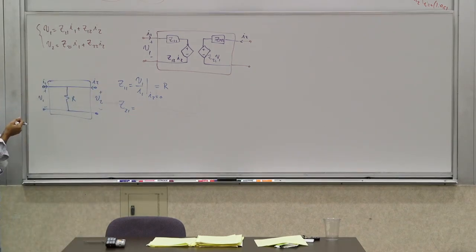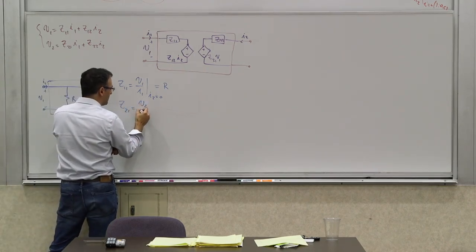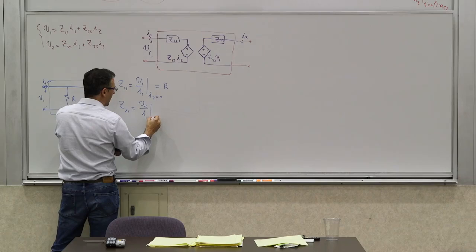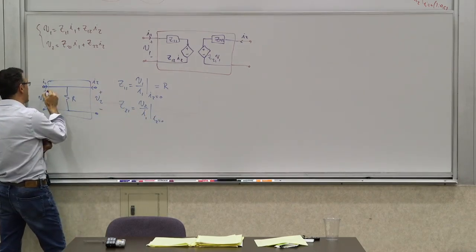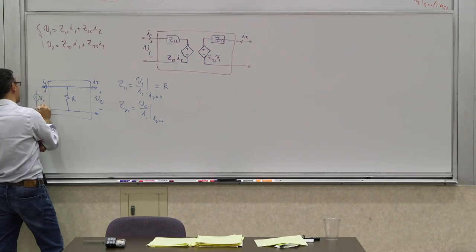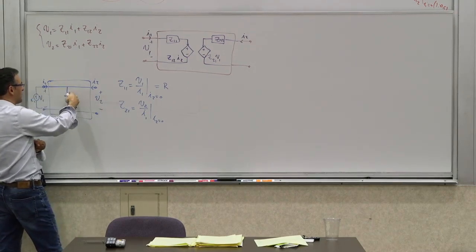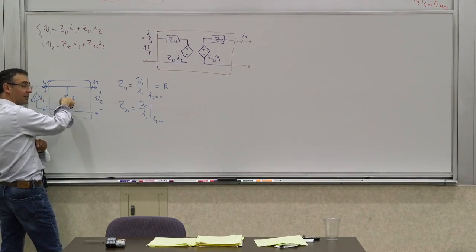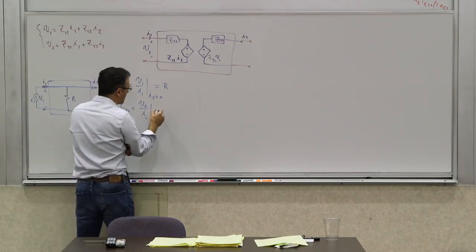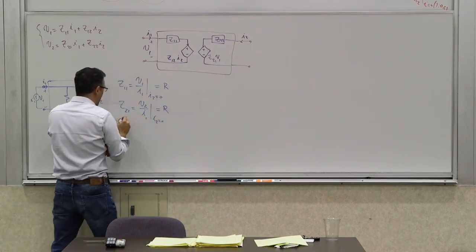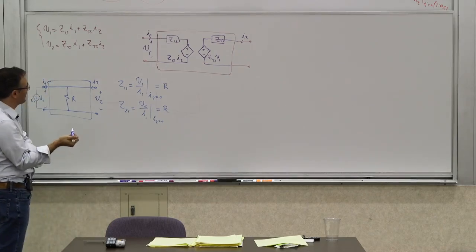What would Z21 be? Well, by definition, we have V2 over I1 when I2 is 0. So it's still the same condition. You leave the second port open, and then you're applying an I1 here, and you want to know what this voltage is. So if you apply an I1, V2 is going to be I1 times R, because all of that current has to go through the resistor R, and therefore the ratio of V2 over I1 is just, again, resistor R.